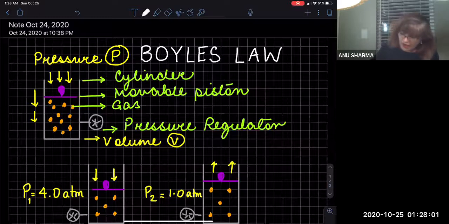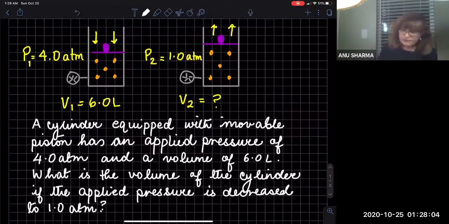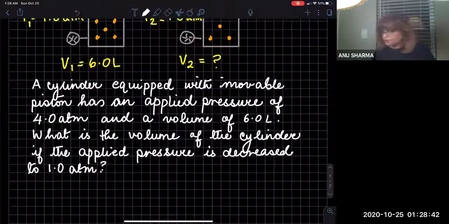In this problem, in the first case, when the pressure is 4 atmospheres, the volume at that time is 6 liters. Now you move the piston up, and you can see that the same amount of gas is now occupying a larger space. So the volume has increased, but because the piston has moved up, there is less pressure. The pressure in the second scenario is 1.0. Now the question is asking: what is the volume of the cylinder if the applied pressure is decreased to 1 atm? So how are you going to do this problem?